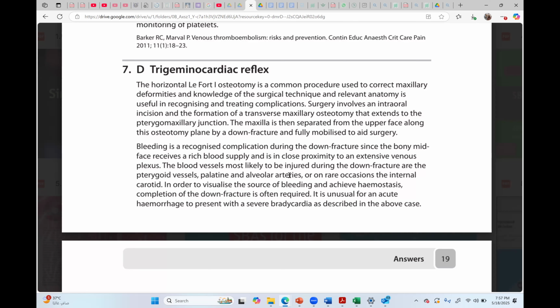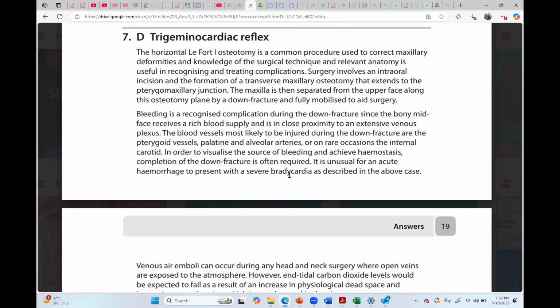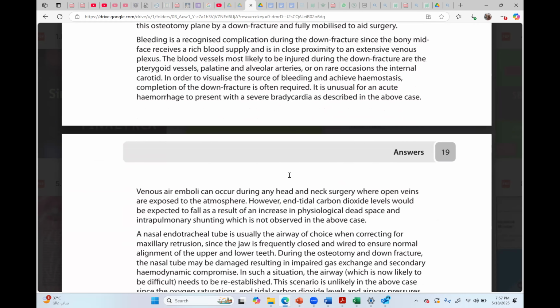The blood vessels most likely to be injured during the down fracture are the pterygoid vessels, palatine, alveolar arteries, or on rare occasions, the internal carotid. In order to visualize a source of bleeding and achieve hemostasis, completion of down fracture is often required. It is unusual for an acute hemorrhage to present with a severe bradycardia. Venous air embolism can occur during any head and neck surgery above the level of the heart, where open veins are exposed to the atmosphere.